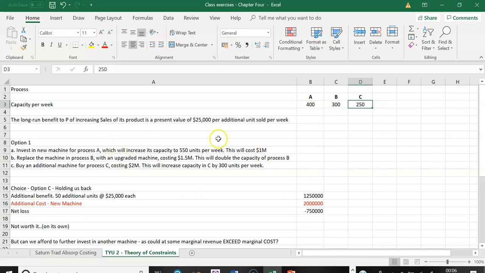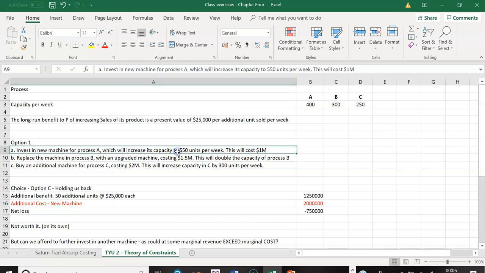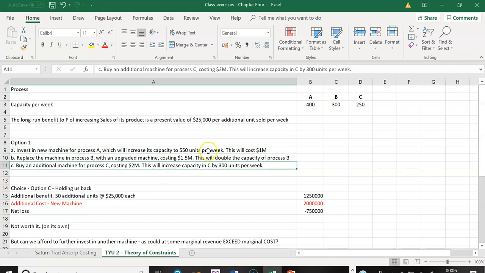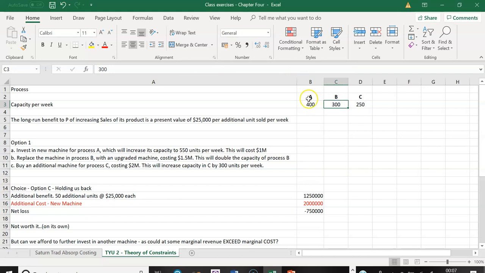So this question is about how to improve matters. It gives you a couple of options in the textbook, which is to invest: invest in a new machine for process A, or replace process B, or buy an additional machine for process C. The first thing you're thinking of is that there's no point doing A or B, because no matter how you improve A or B, you're still going to be restricted by C. So the natural alternative, first of all, is to look for ways to improve C.